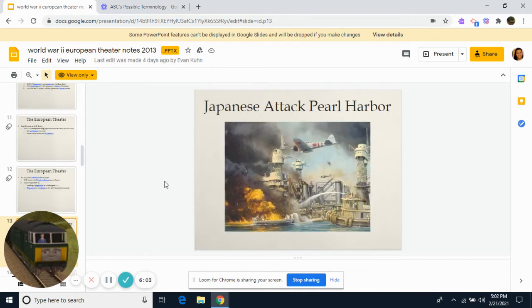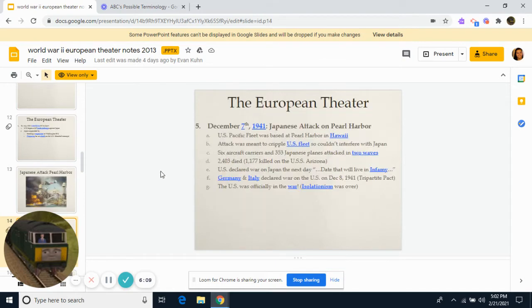Distorted message. Japanese attack Pearl Harbor. So this is what it represents. December 7th, 1941, Japanese attack on Pearl Harbor. The U.S. Pacific Fleet was based at Pearl Harbor in Hawaii. The attack was meant to cripple the U.S. fleet so it couldn't interfere with Japan. 6 aircraft carriers and 353 Japanese planes attacked in 2 waves. 2,403 died, 1,177 killed on the USS Arizona.